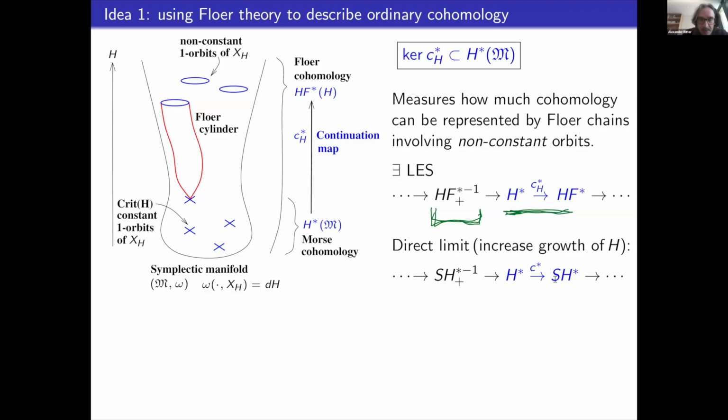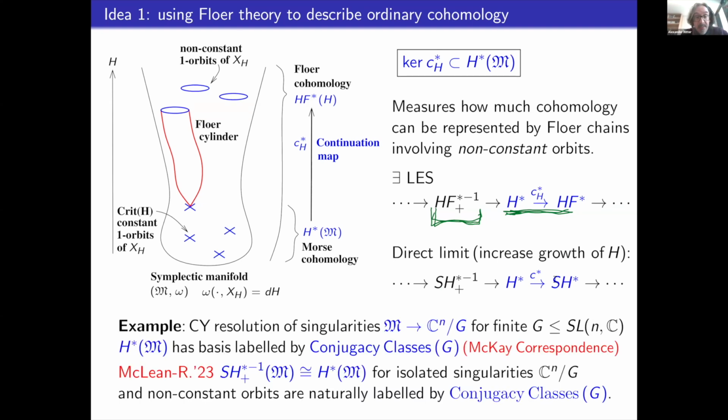Okay, so let me give a brief advertisement of why I got interested in looking at these kernels, and this is because of some work of mine with Mark McLean about the McKay correspondence. Here we're looking at a Calabi-Yau resolution of singularities of these very nice singularities, C^n modulo a finite subgroup of SL_n. The cohomological McKay correspondence says that the cohomology of this resolution has a basis labeled by conjugacy classes. This was proved some 25 years ago in algebraic geometry. And our work was to try and reprove this theorem using Floer theory methods.